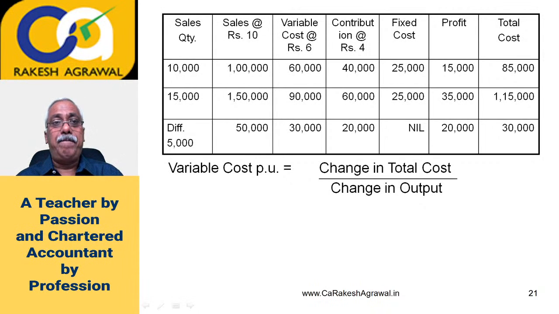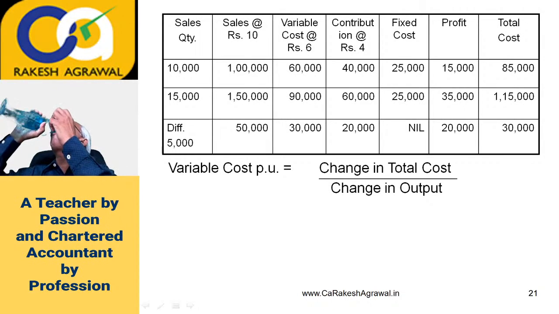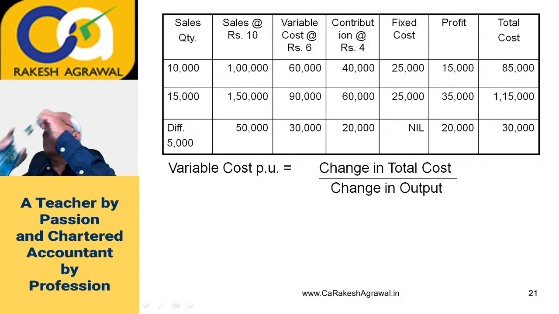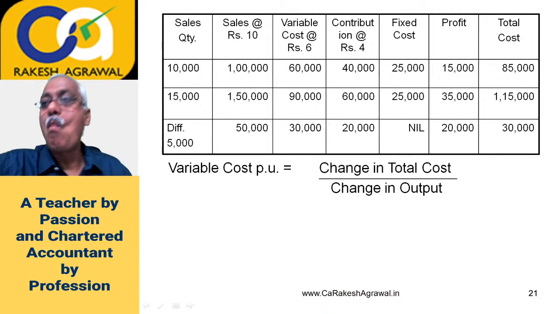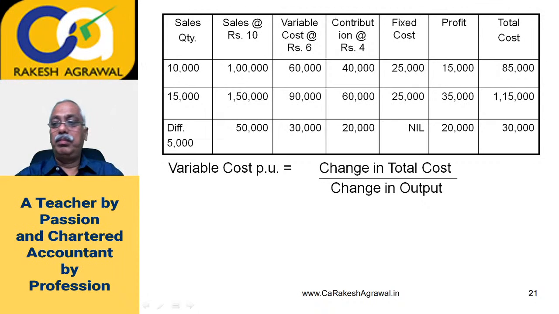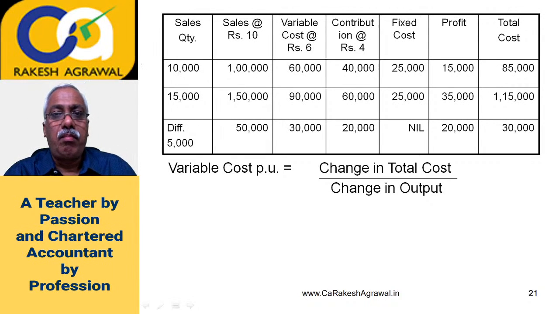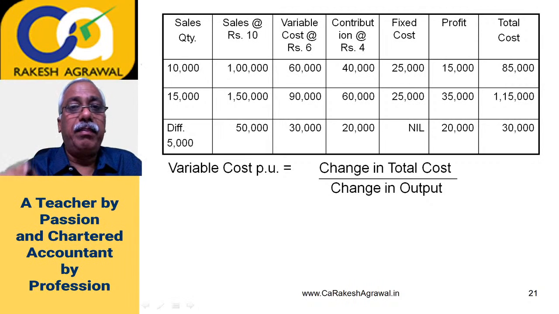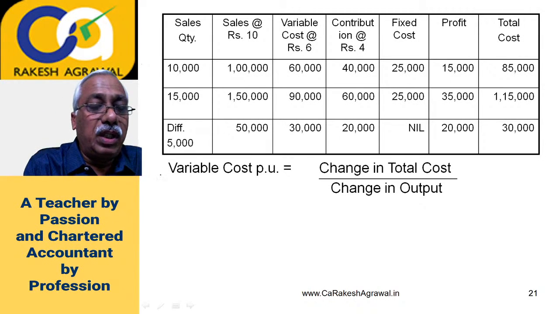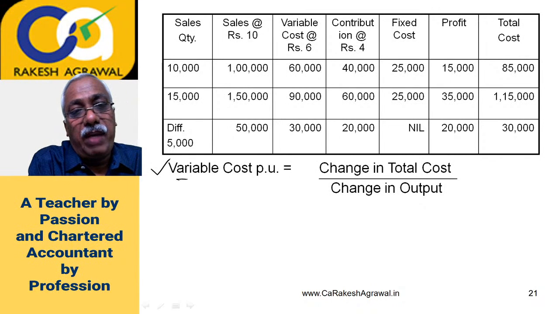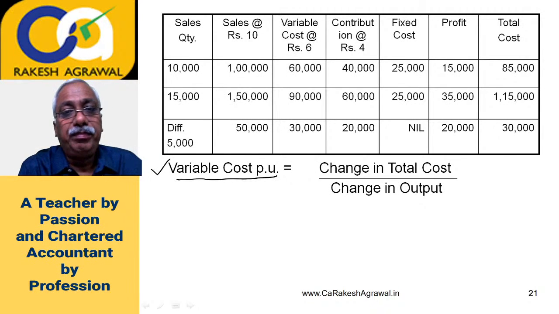Sales quantity in the first column, then differential quantity, sales revenue in the second column, then differential sales revenue, and so on. I hope you have gone through it. Now, let us use this data and apply these shortcut formulas. I want to know variable cost per unit. This is what I want to calculate, variable cost per unit.